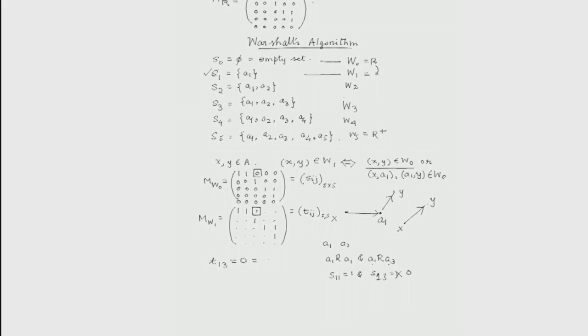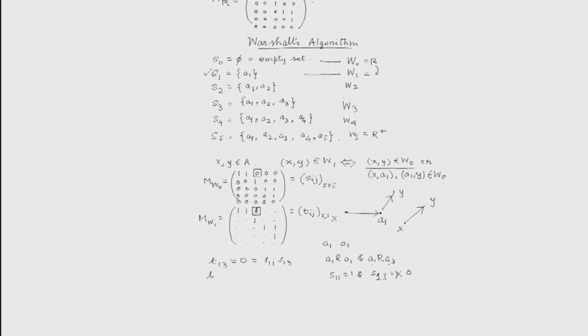So, we see that we have a rather simple rule. We do not have to really think much. We just put the entries 1 wherever it is 1 in the previous matrix, and for the rest of the entries we just write, like in this case, T13 is the product S11 S13, and in this case it is 0. Therefore, I will put 0 over here, and if I go on like this, I will see that I will get 0 in the other places as well.